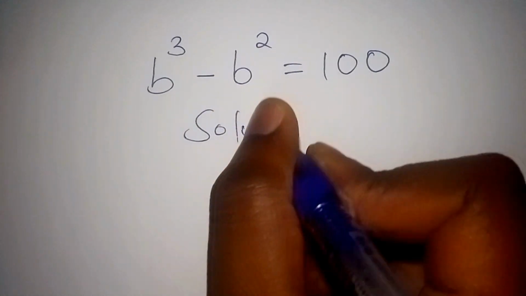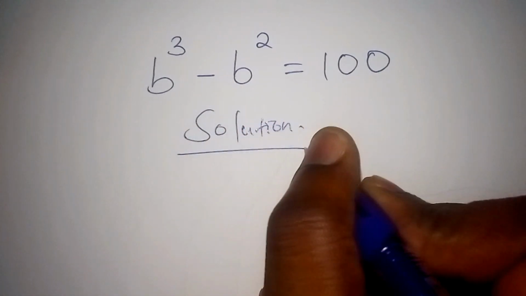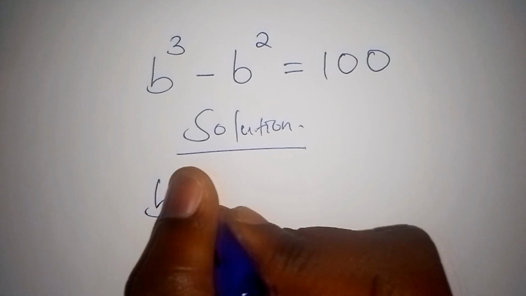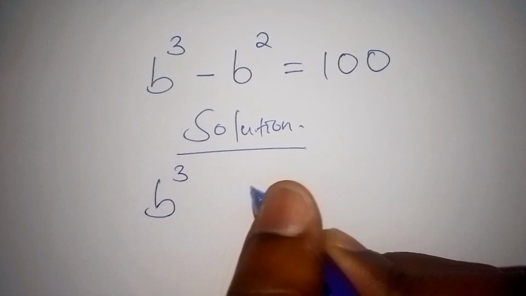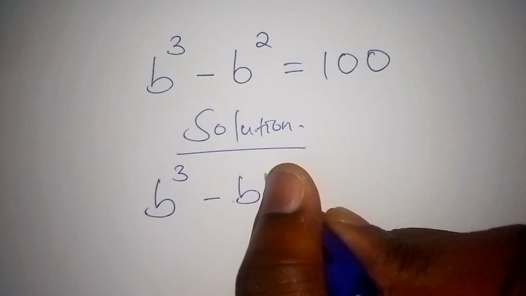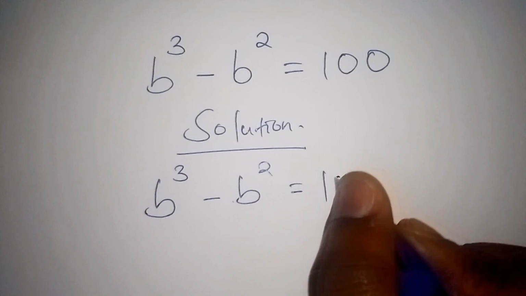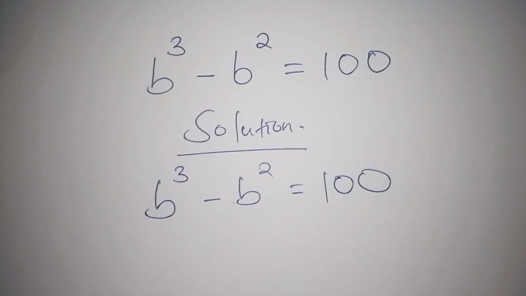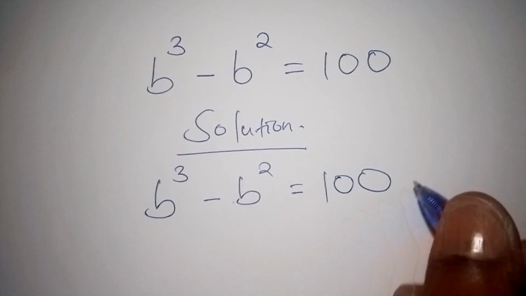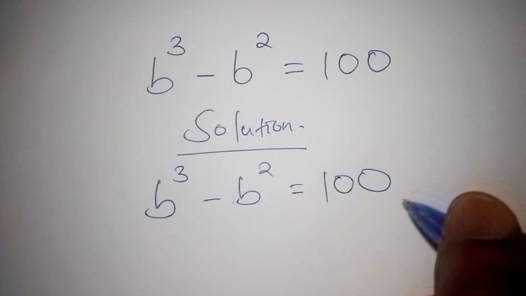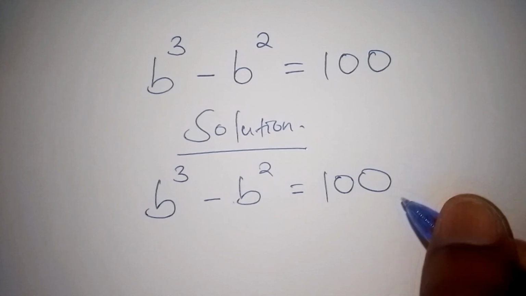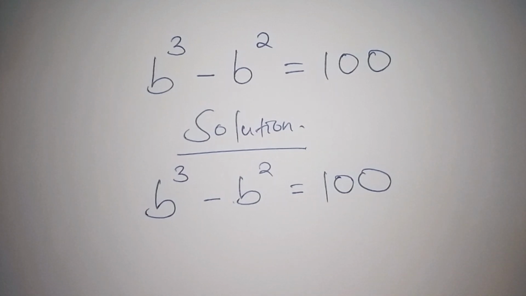So our solution to the maths problem is this one: b cubed minus b squared is equal to 100. You can pause the video so that you work out this maths problem, then from there share the answers you've got in the comment section. I hope you've done so. Let's now verify our answer by working this one out up to the end.